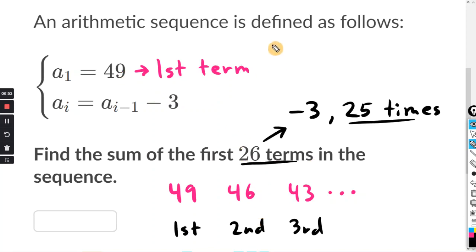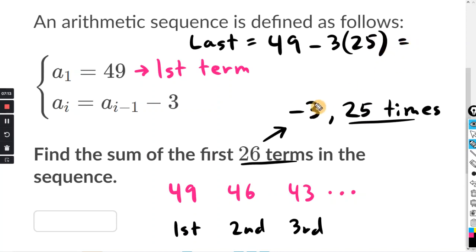So we start with 49. And I'm going to find the last term here. We start with 49, and you subtract 3 25 times, so it's minus 3 times 25. And that's 49 minus 75, and that equals negative 26. Okay, now we're in business. We have the first and last terms.